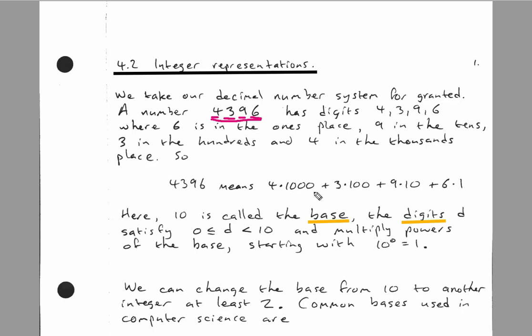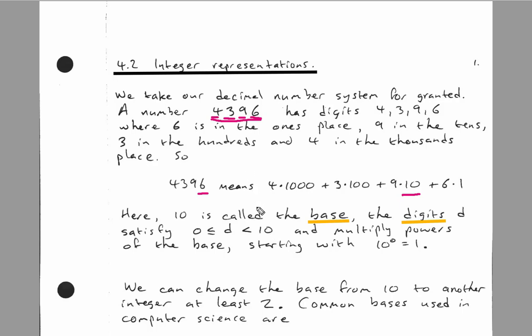So each digit is multiplied by a power of 10. And 1 counts as a power of 10. It's 10 to the power 0. So the digit on the right, that always represents ones. Then tens, 10 squared, 10 cubed. And these digits are always between 0 and 9, so 1 less than the base. The base here is 10.